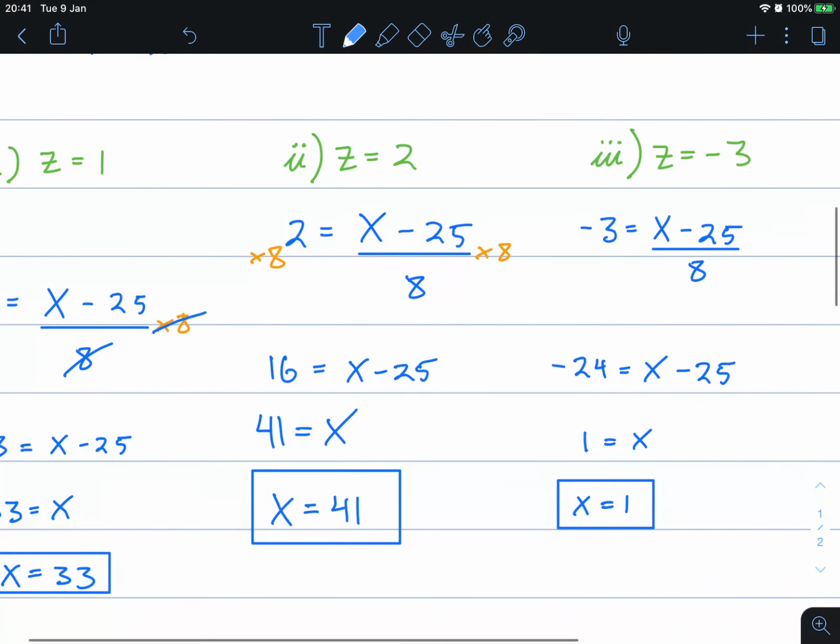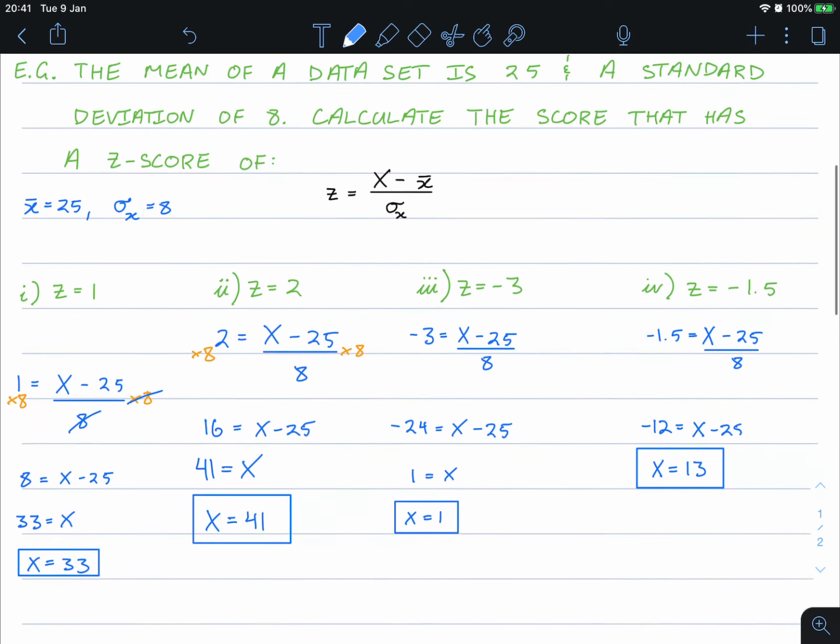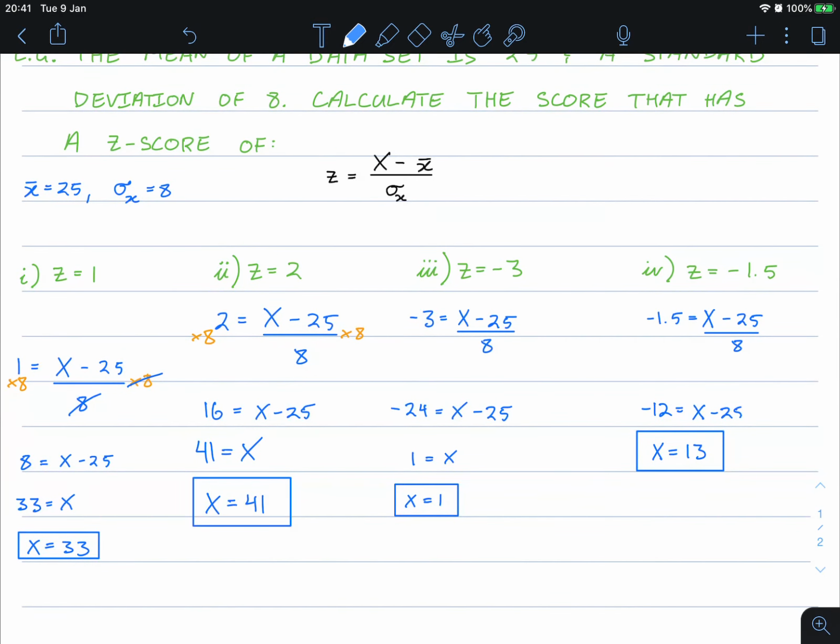I hope that gave you an insight into calculating the raw mark using the rearrangement of the z-score formula.